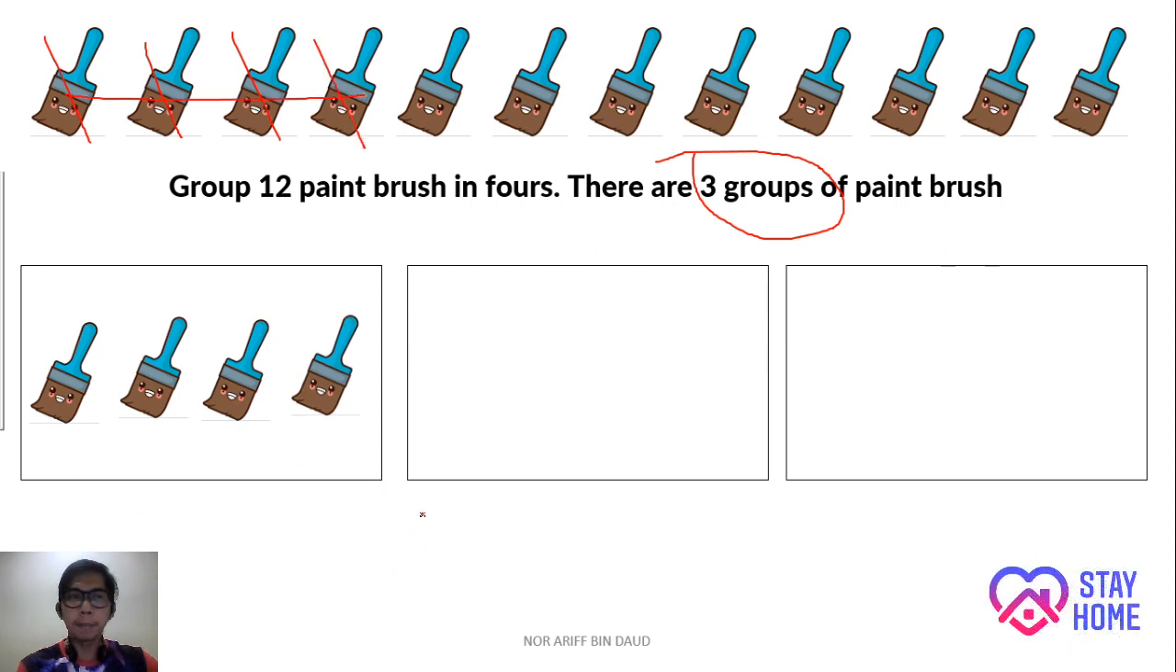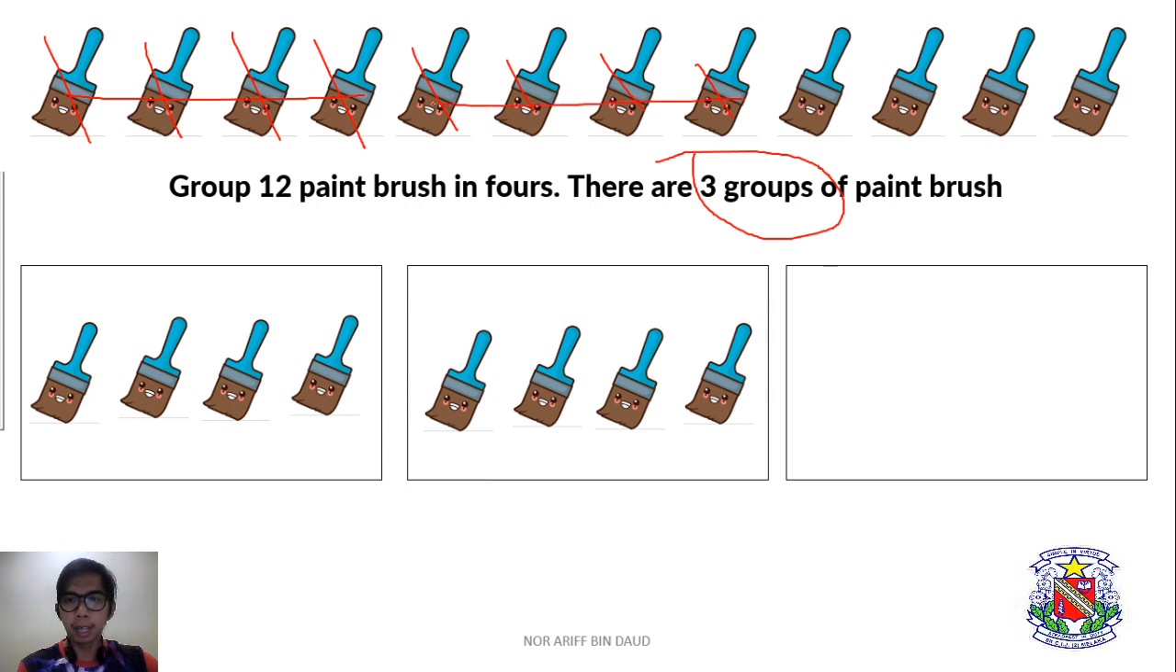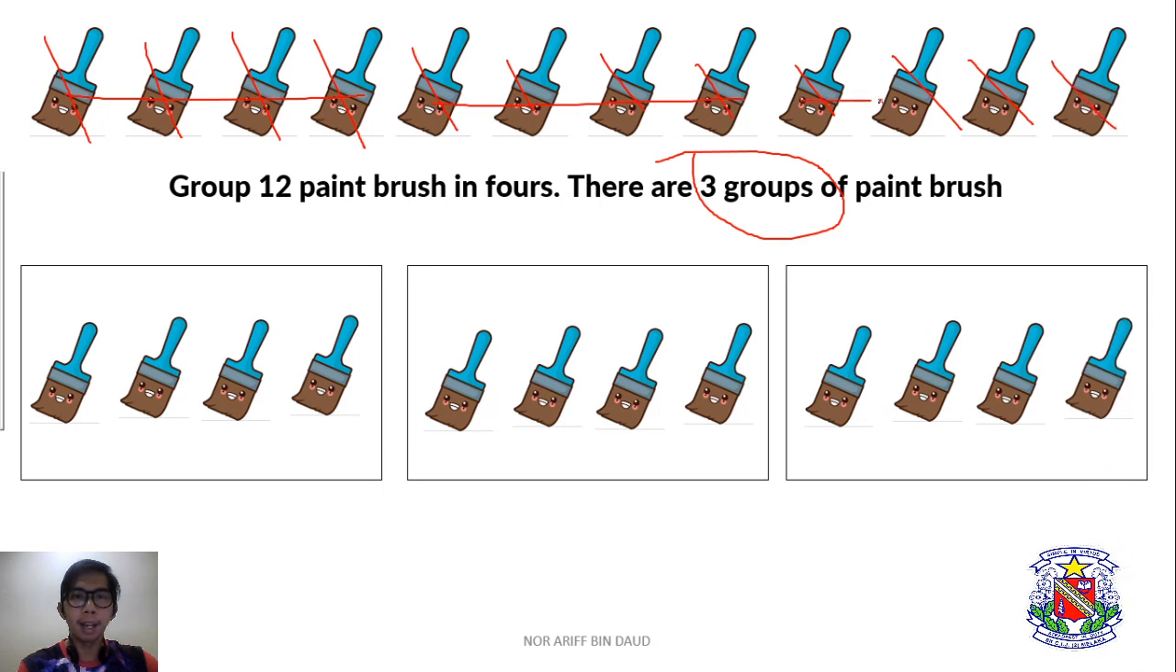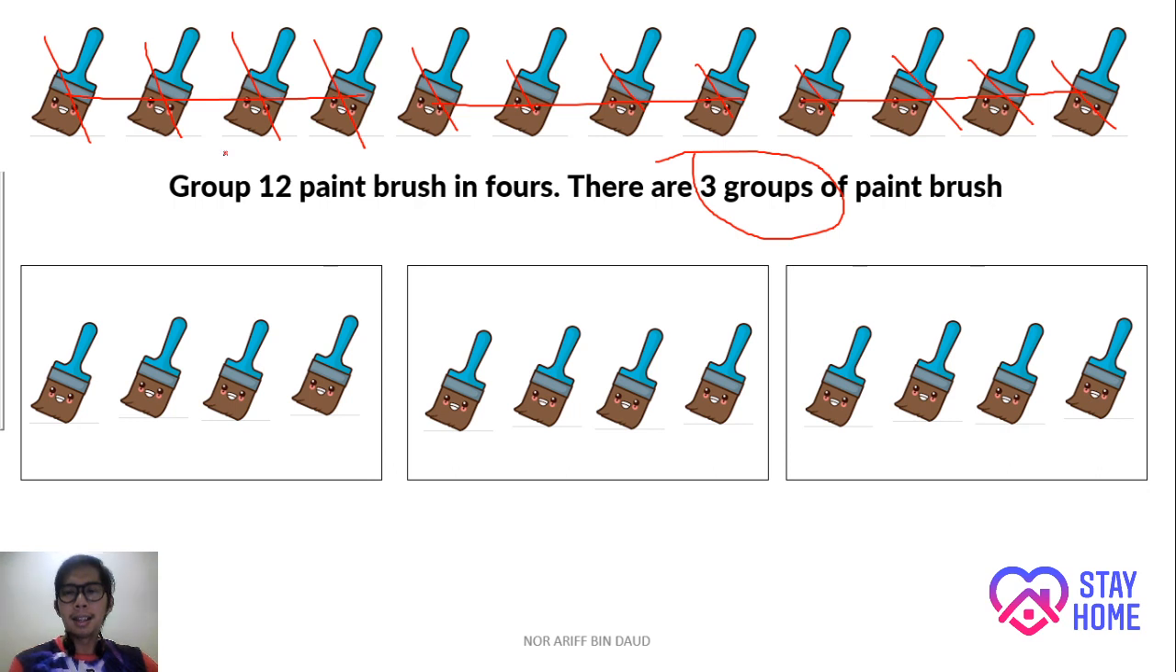Now we take another paintbrush. 1, 2, 3 and 4. We cut again. So 1, 2, 3 and 4 paintbrushes here altogether. So we don't have any paintbrushes left. So the answer will be correct, because no paintbrush is left.